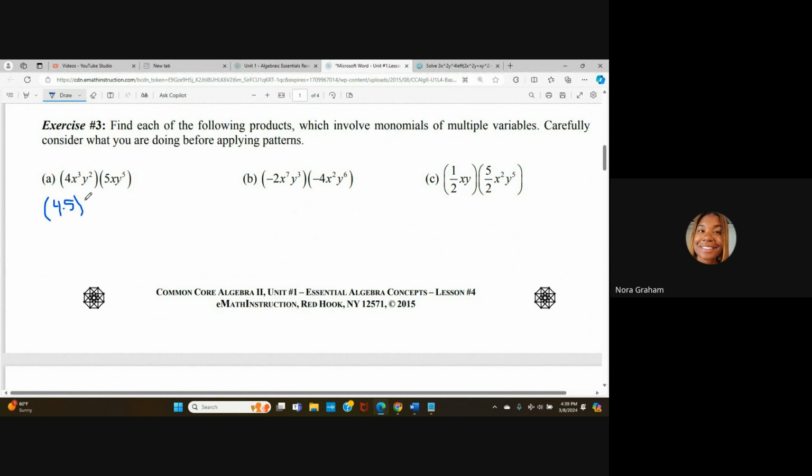So for this one, again, I just want to group together my like terms. That's how I like to do it. All these are being multiplied, so let's do it like we did before up top. So 4 times 5, okay. And then I have my x's together, x to the 3rd times x. Remember, there's always that imaginary 1 up there if it's just a solo variable. And then y squared times y to the 5th.